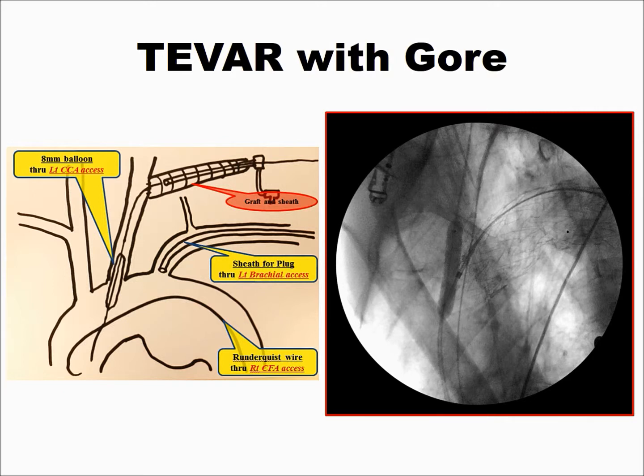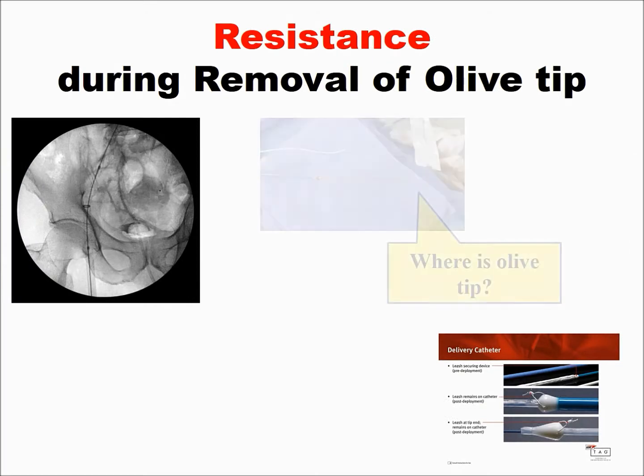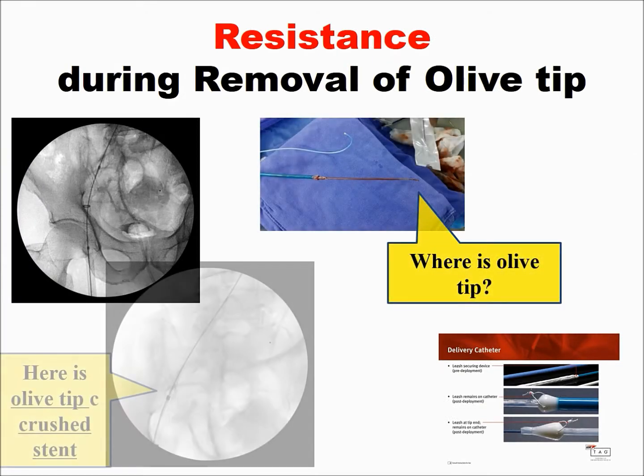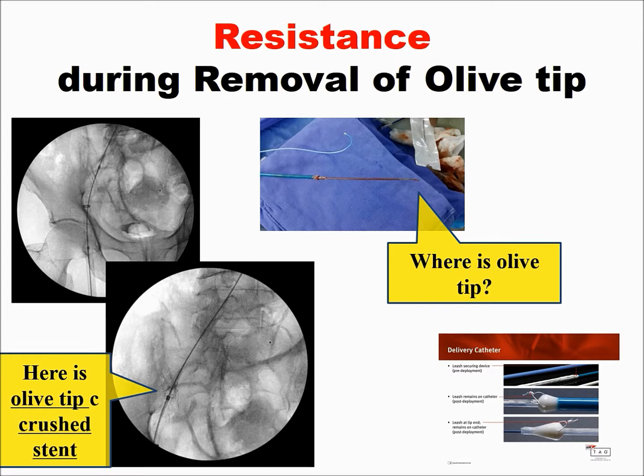I used a small-sized balloon through the graft for the accurate landing of the TEVAR graft. TEVAR was done with ease. However, I felt some resistance while withdrawing the TEVAR graft at the iliac area, though not that serious. However, there was no olive tip.